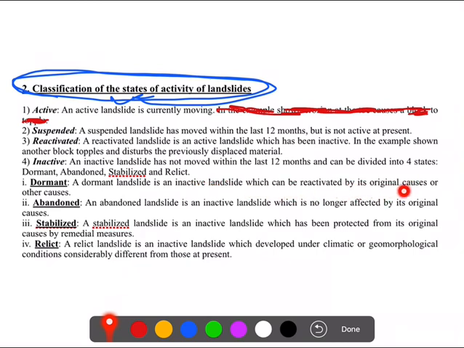Let's say in an area a landslide is taking place because of heavy rainfall. Suddenly that landslide became inactive because of some different conditions.